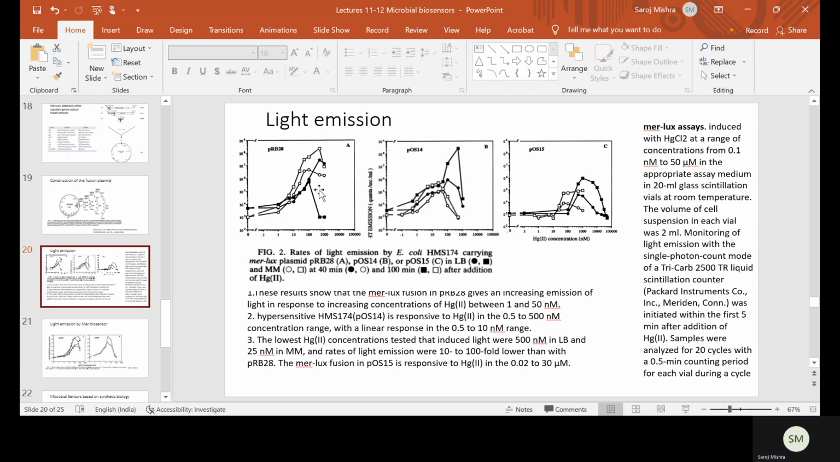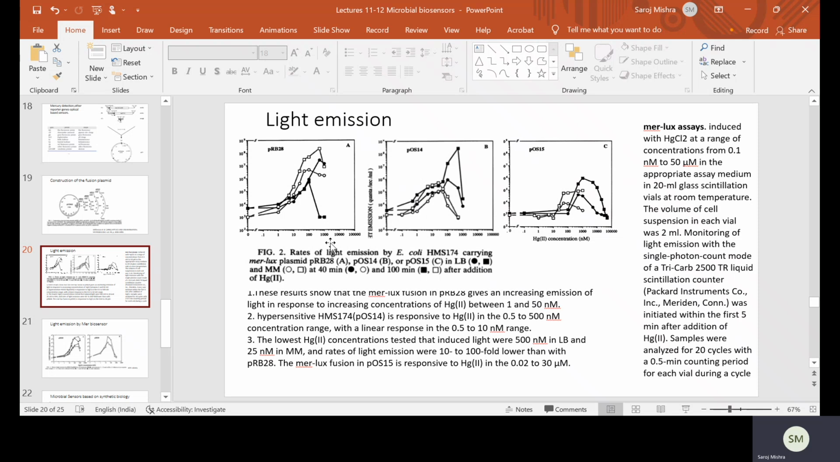Okay, so that is how it operates. You see now that whatever response you are getting here is directly proportional to the concentration, and that's exactly what you want a microbial biosensor to do.